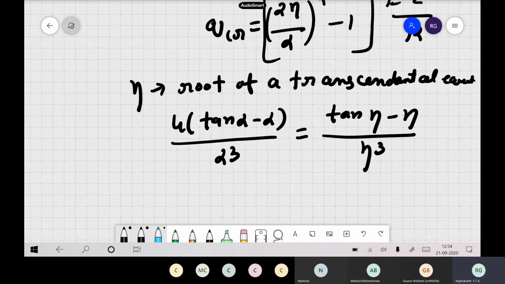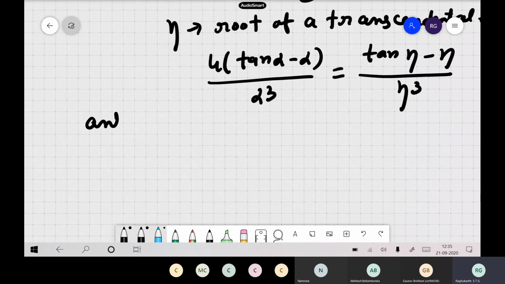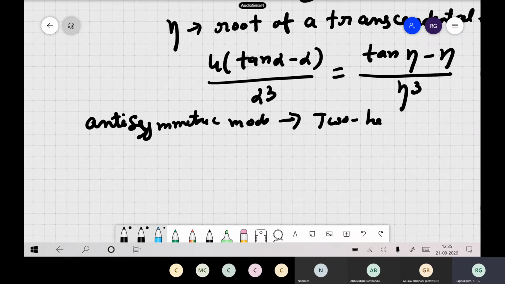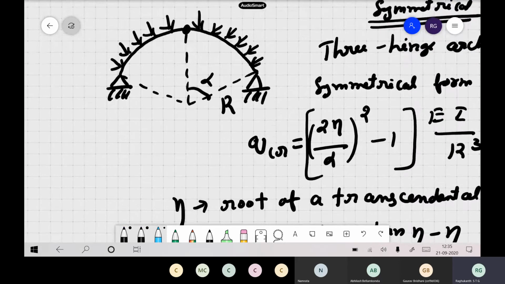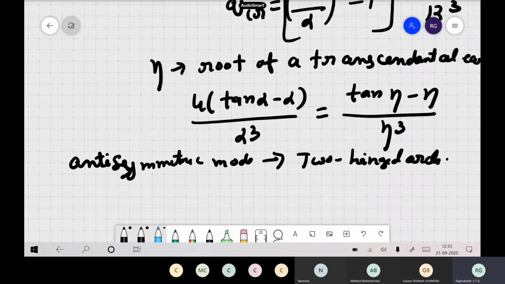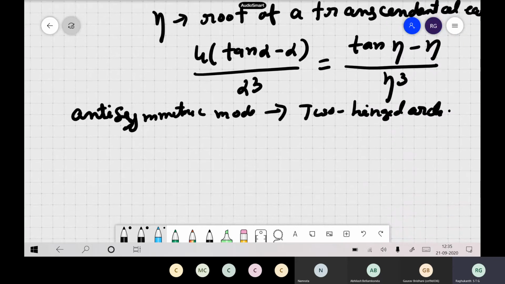Now, what happens for this type of three-hinged arch? Suppose it is anti-symmetric mode, you can verify yourself. Suppose it fails by anti-symmetric mode, then the critical load will be exactly the same as a two-hinged arch itself. Because at the hinge end, what we are assuming is, you followed, right, the V is 0. You can calculate. So automatically it happens the same as this. And the bending moment also will be 0 itself. So you can just try.